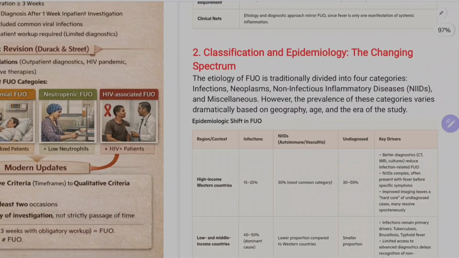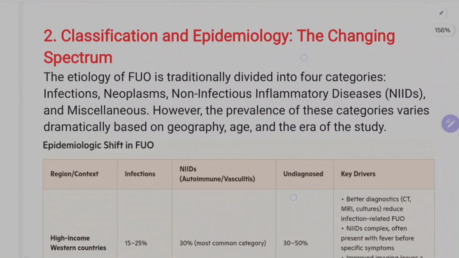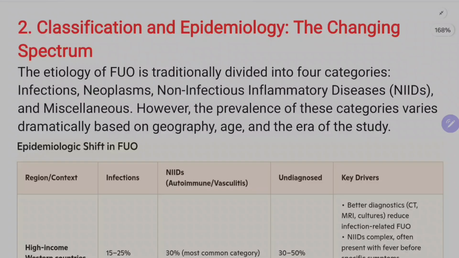This one thing we should know. What is this thing? I will zoom it. So classification and epidemiology, the changing spectrum. The etiology of FUO is traditionally divided into 4 categories: infections, neoplasms, non-infectious inflammatory diseases, and miscellaneous causes. However, the prevalence of these categories varies dramatically based on geography, based on age, and the era of study. Now, let us see the difference in etiology based on geography and age.